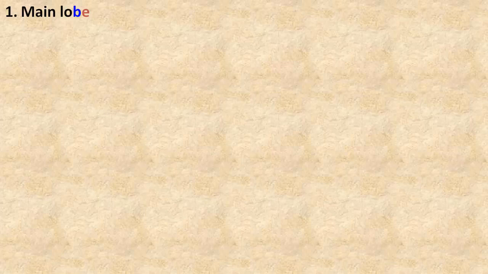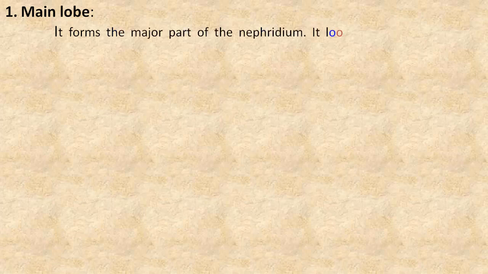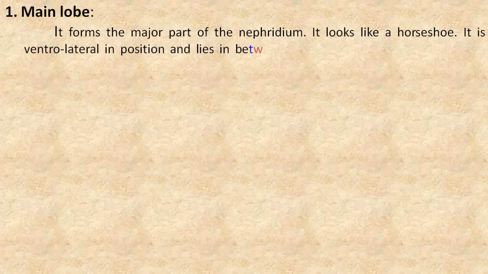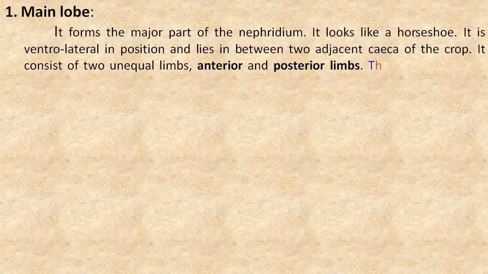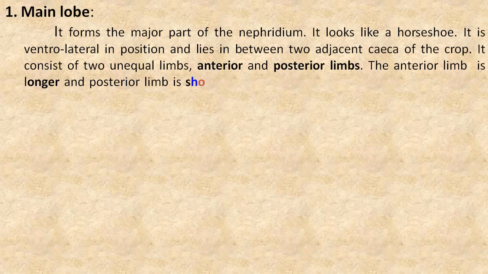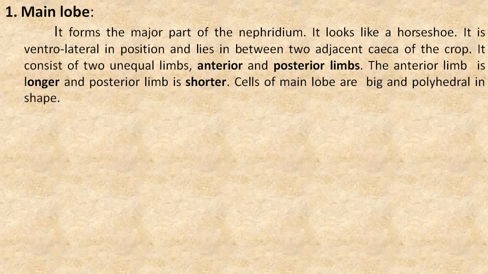First, the main lobe. It forms the major part of the nephridium. It looks like a horseshoe. It is ventrolateral in position and lies in between two adjacent ceca of the crop. It consists of two unequal limbs, anterior and posterior limbs. The anterior limb is longer and posterior limb is shorter. Cells of main lobe are big and polyhedral in shape.